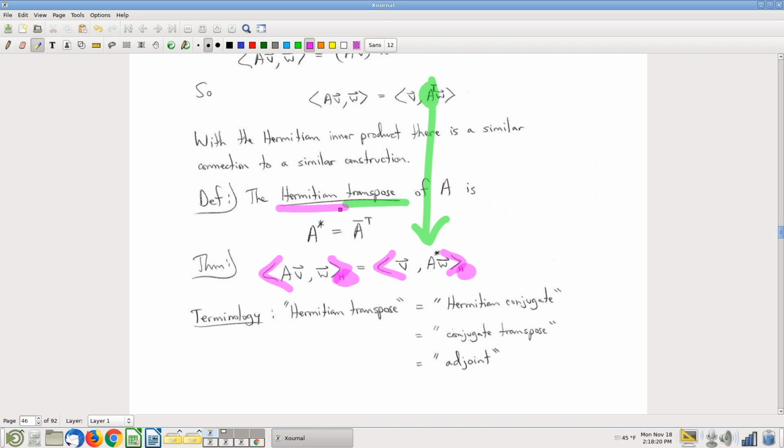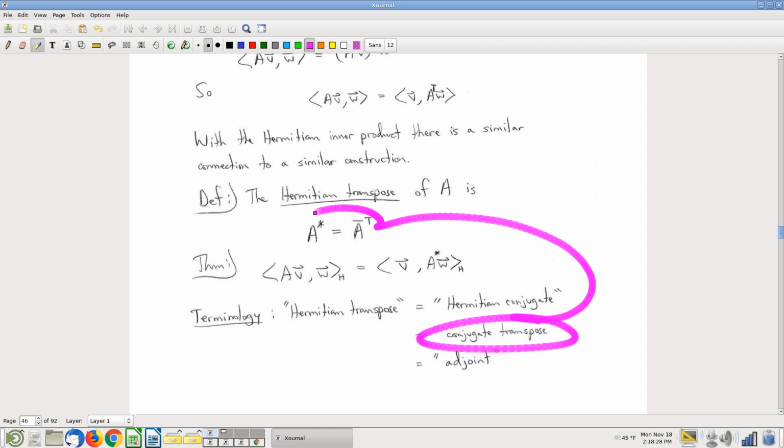And by the way, another thing people commonly call this construction is just conjugate transpose. I think conjugate transpose makes loads of sense because you're conjugating literally the transpose of the matrix. So it's a very straight interpretation of the construction.